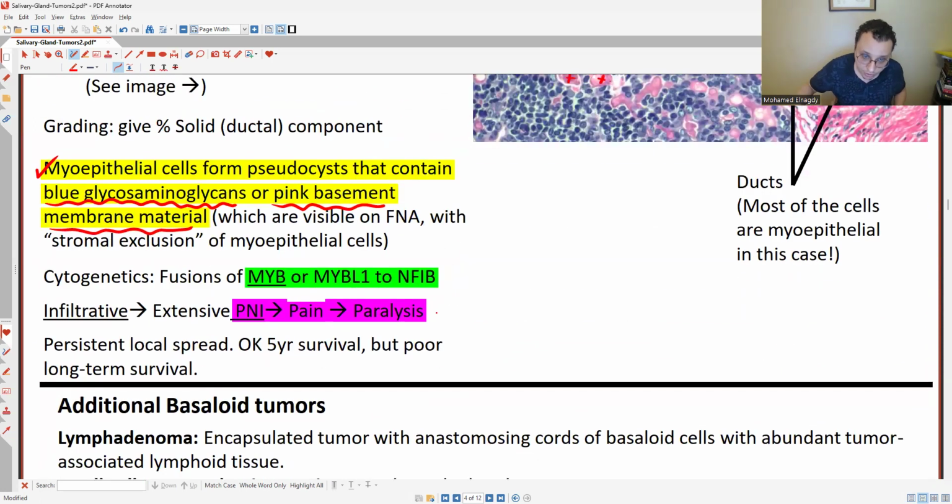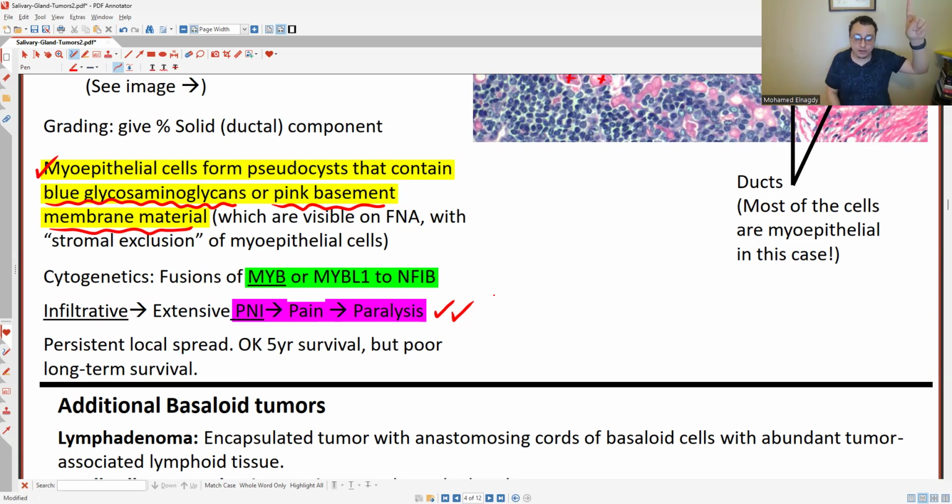And here we go. This is the second tumor which shows PNI, perineural invasion, with pain and paralysis. Since it usually happens in the parotid gland, it usually extends to the facial nerve and the trigeminal nerve. And it sometimes leads to some local pain in the face due to the perineural invasion.